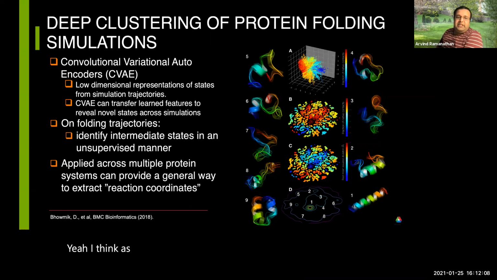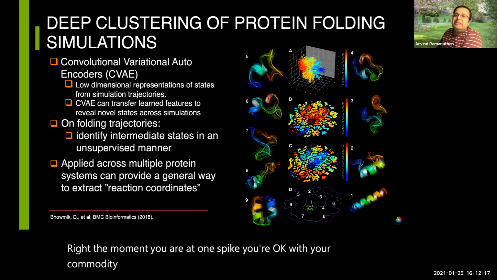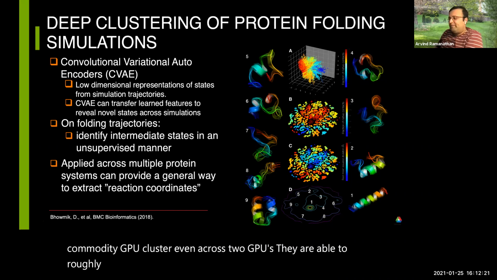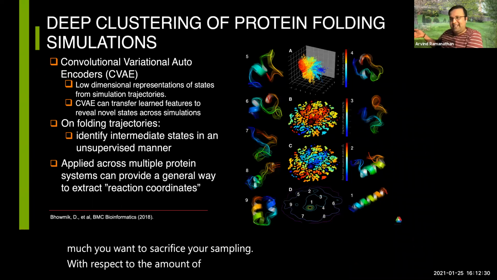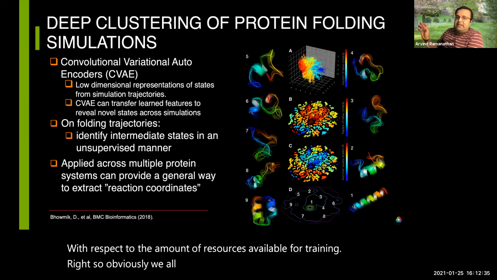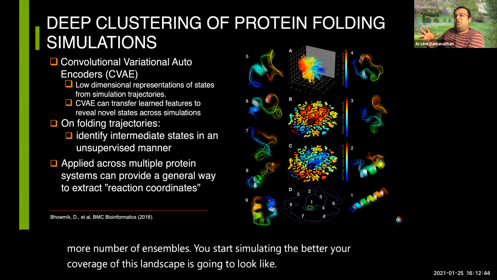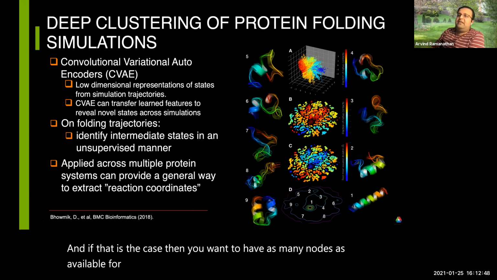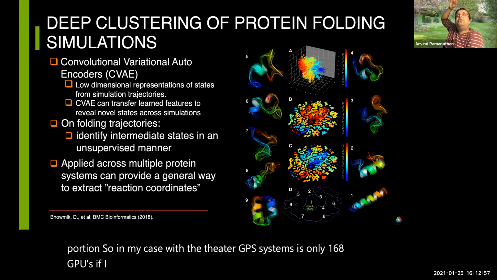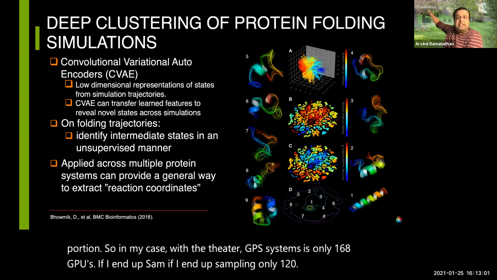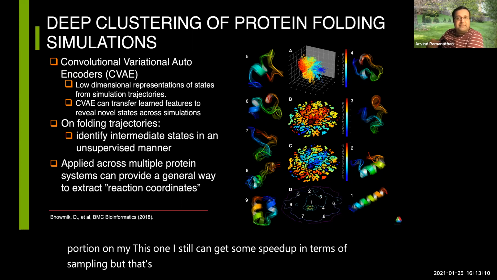Yeah, I think as you've seen from the spike protein simulations and so on, the moment you are at one spike, you're okay with your commodity GPU cluster. Even across 2 GPUs, we are able to roughly train a model. It depends on how much you want to sacrifice your sampling with respect to the amount of resources available for training, right? We all know from StatMech that the more ensembles you simulate, the better your coverage of this landscape is going to look. And if that is the case, then you want to have as many nodes as available for your sampling portion. With the Theta GPU systems, it's only 168 GPUs. If I end up sampling only on 120 GPUs, and I dedicate the rest for my learning, which is still a chunky portion, I still can get some speed up in terms of sampling, but that's not as much because now I'm sacrificing some of these for the training part.